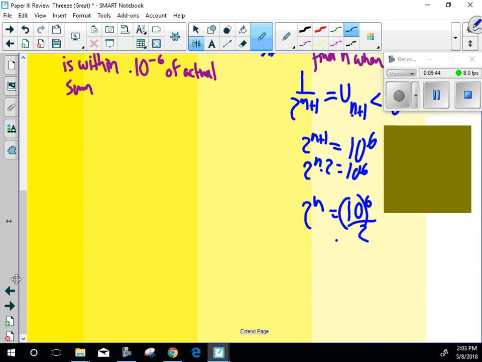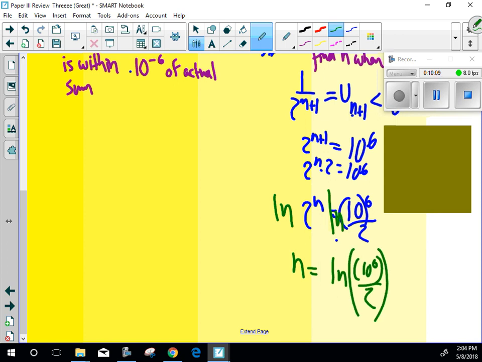All right, so then I'm just curious, how would you find n? Make my day. Very good. Take the natural log of both sides. You'll get n is equal to the natural log of 10 to the 6th divided by 2. And that is divided by 2, not the natural log. And then you round up to get that.